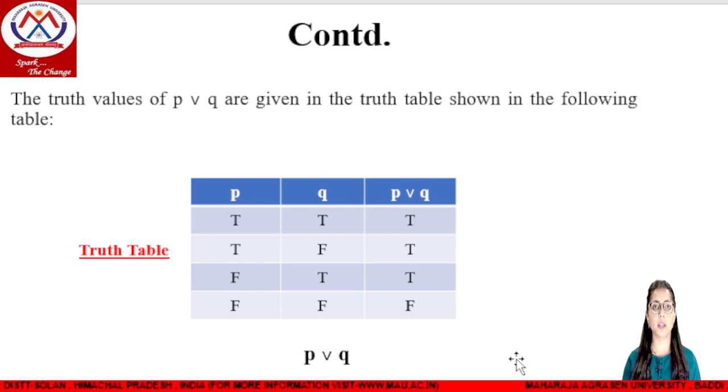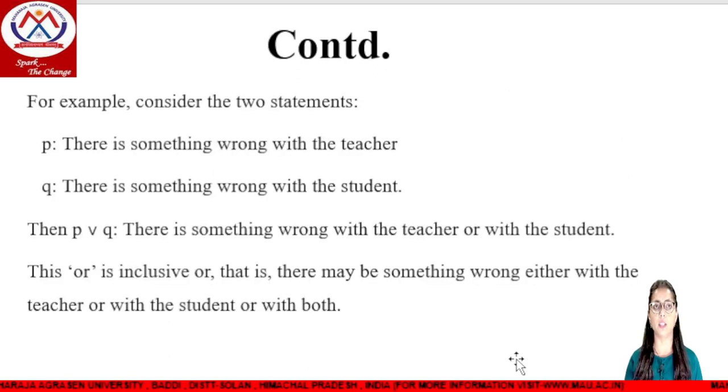When the first statement is true and the second is false, its disjunction is also true. If P is false, meaning the first statement is false, and Q is true, then its disjunction is true. When both statements are false, its disjunction is false. So this is the truth table for P or Q. By using these truth values for the disjunction, we can easily solve the examples.